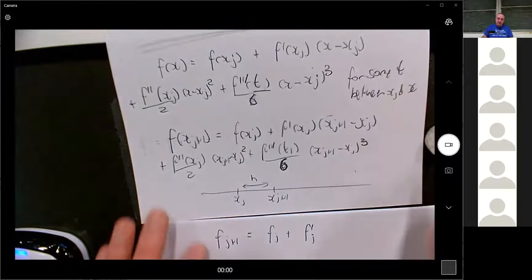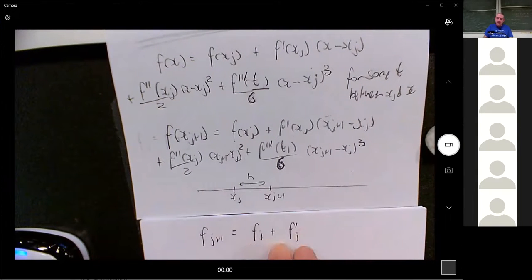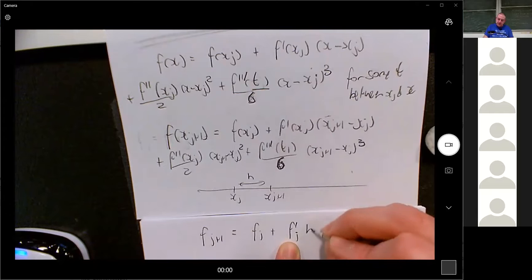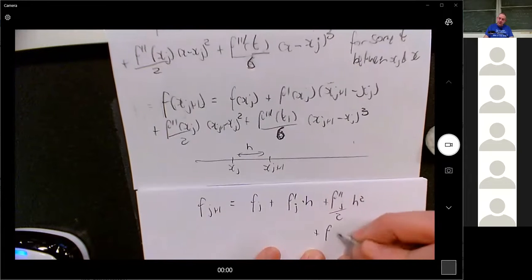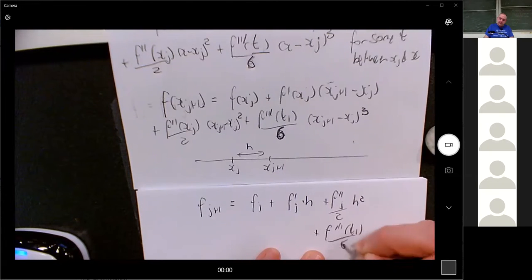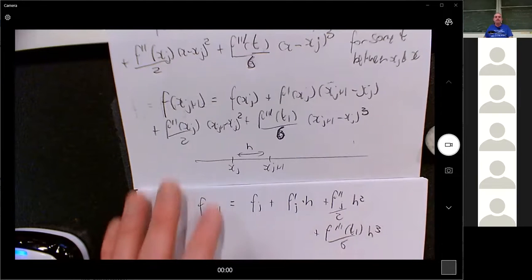And so what that works out to be is fj, and f dash j times h, and f double dash j on 2 times h squared, and f triple dash of t1 on 6 times h cubed. That's what I get there.